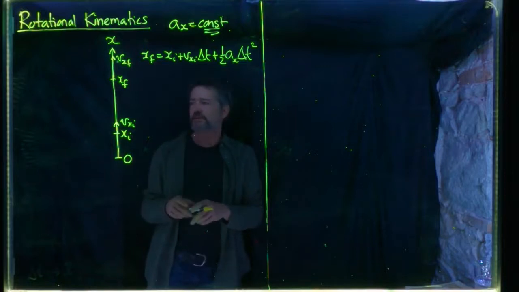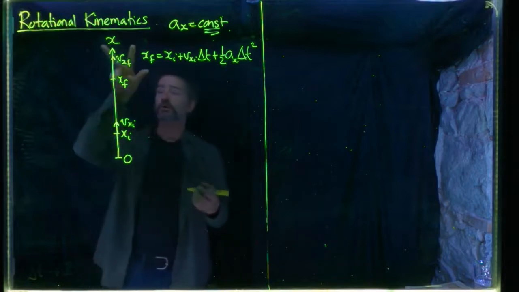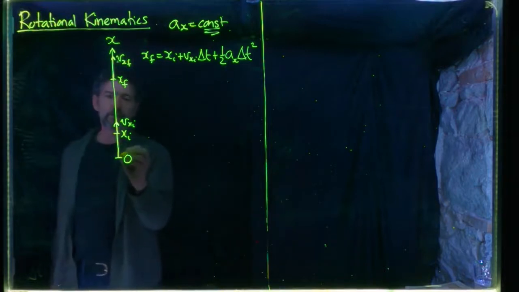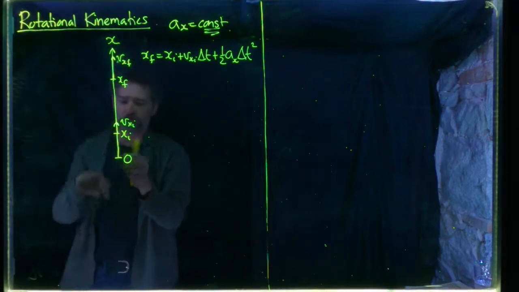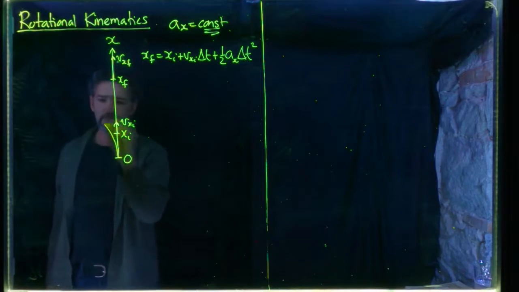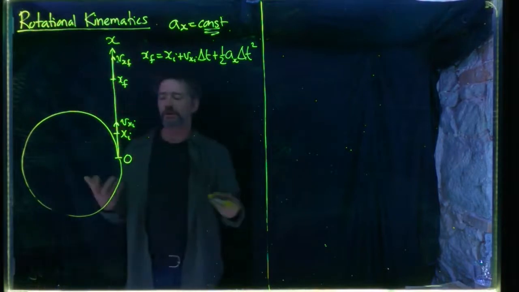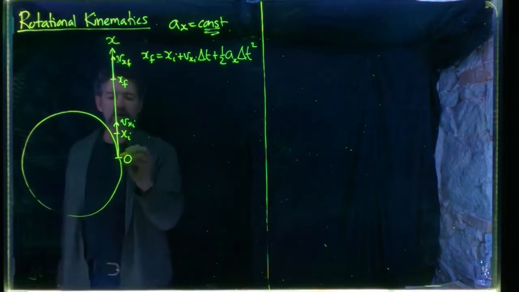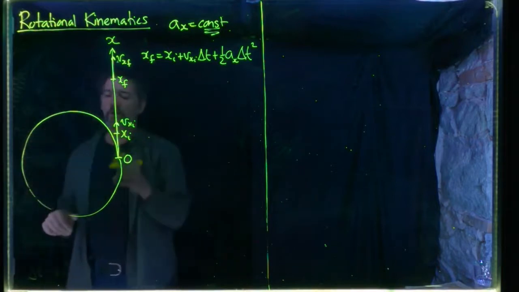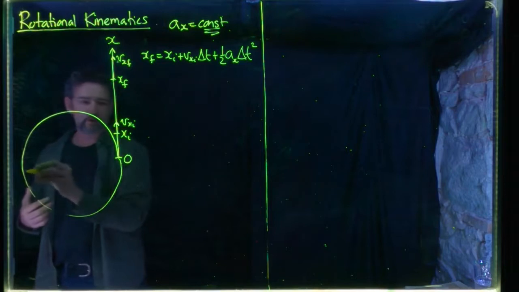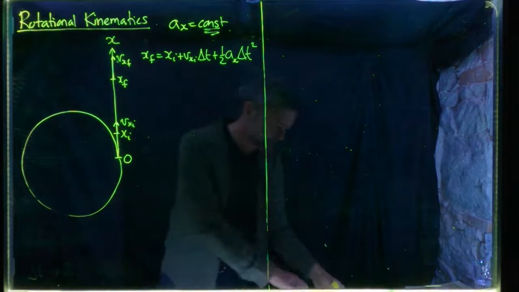Now let's see how this translates by analogy to rotational kinematics. I'm going to take this x-axis and curve it from this point into a circle. What does this circle represent? As you move along that circle, it represents a point on a rotating rigid body. I don't want to mess up this diagram too much, but we've got a rigid body.